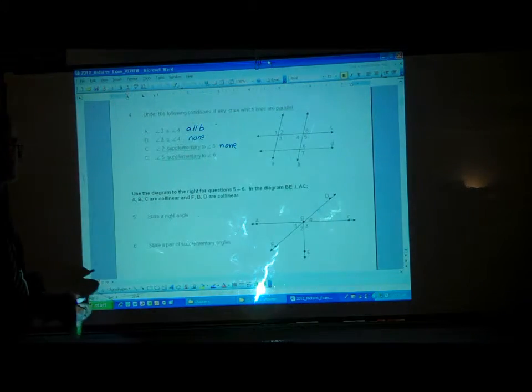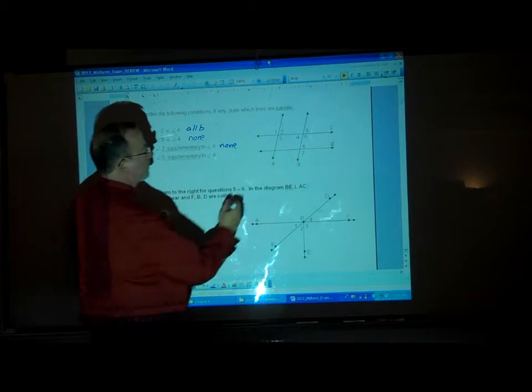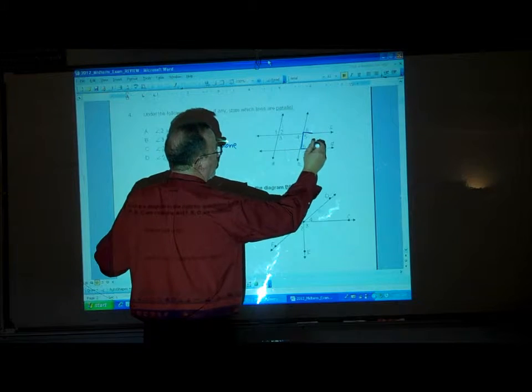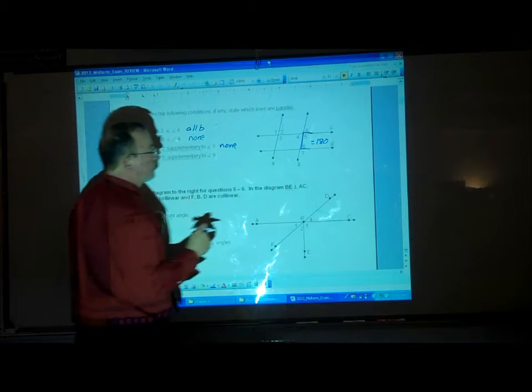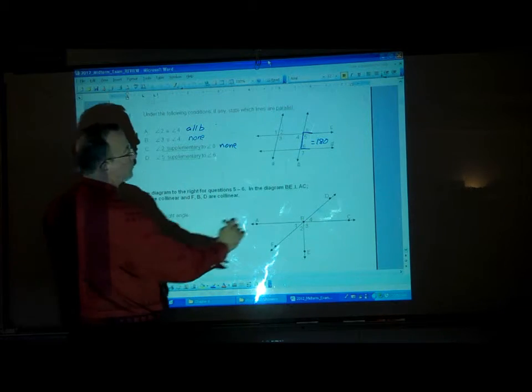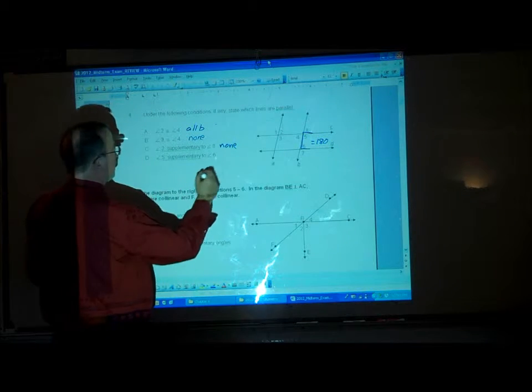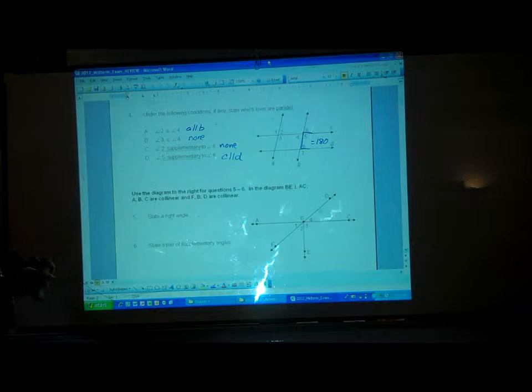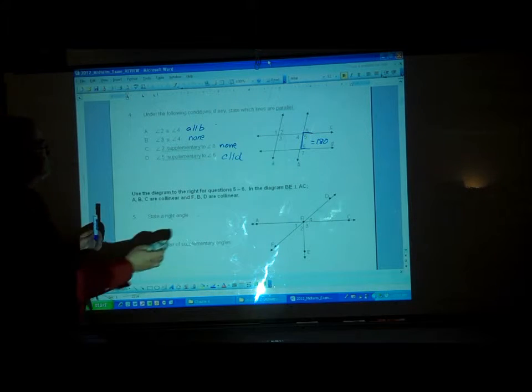And then the letter D, 5 is supplementary to 6. That means these two equal 180. That is true because those are consecutive interior angles, and C would be parallel to D. And that's number 4.